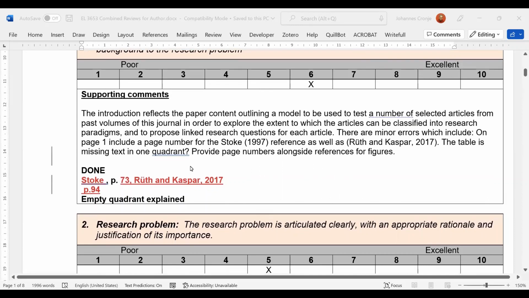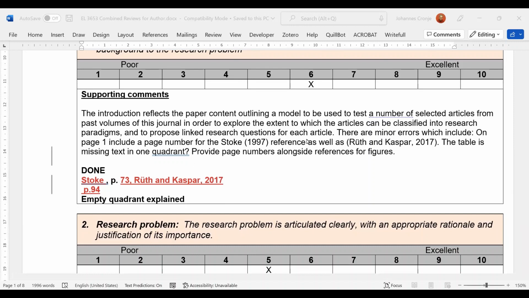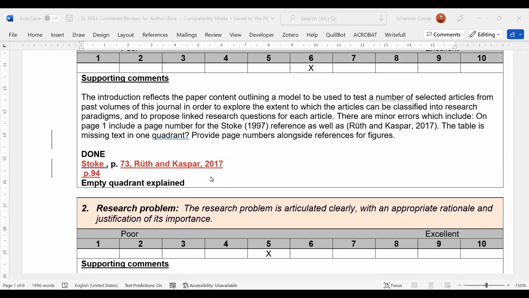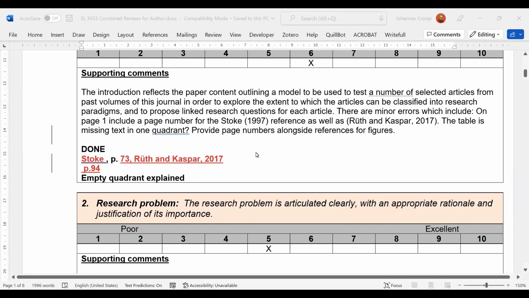Then what I do is I just type in here what I did. Here he says in one of the tables, there's text missing in one quadrant. There's a reason for that, and I explain that reason later. So then in bold, I just type what I did, because at a later stage I've got to give them a table that shows what changes I made. And so I can just cut and paste this into the other one.